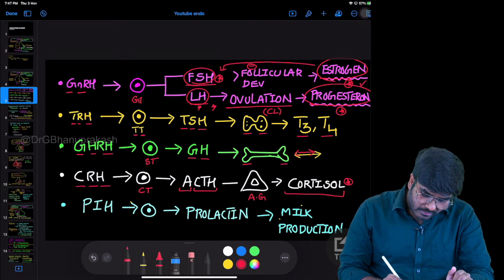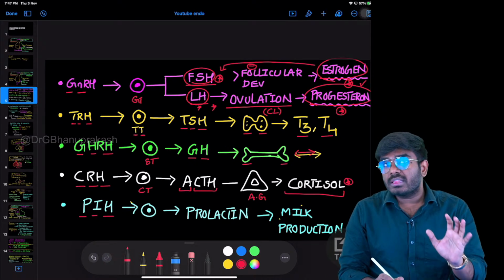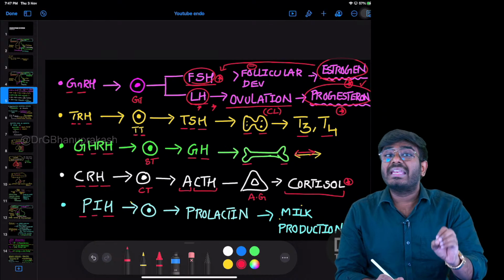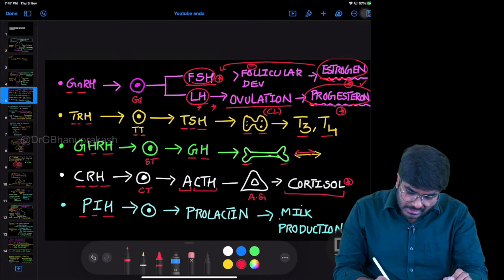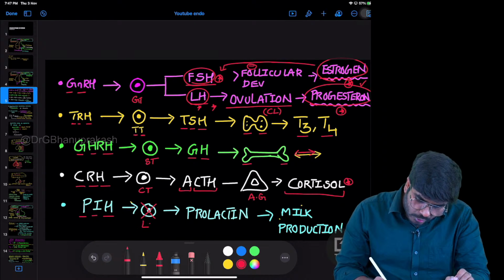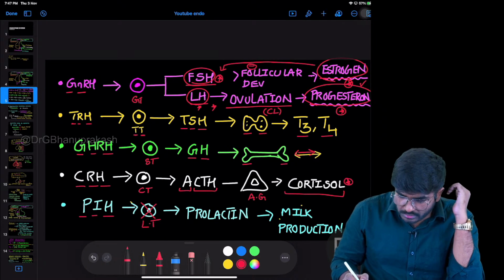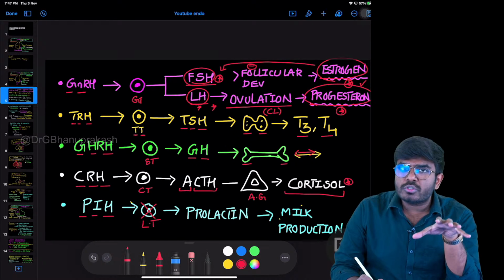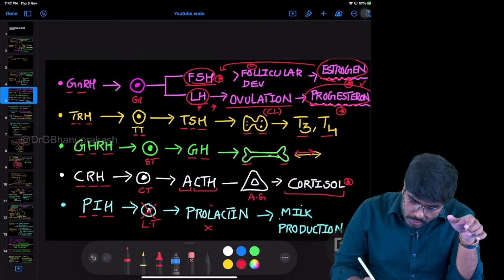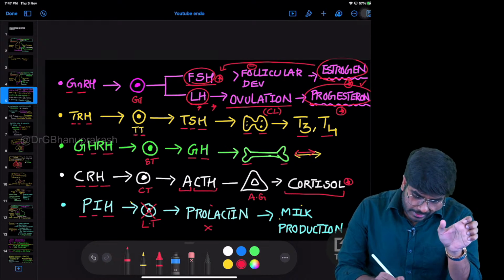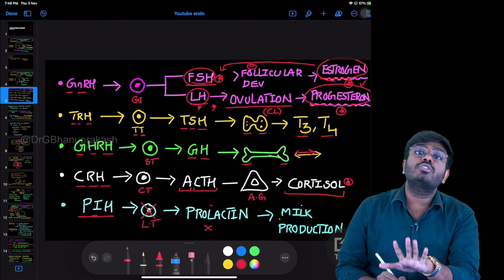Now the last one, prolactin inhibitory hormone, which is all the time coming from the hypothalamus, is an inhibitory signal. Inhibitory signal to which cells? Lactotropes. So the lactotropes are inhibited. Do you think they are going to produce prolactin? They won't produce prolactin. Until the time there is prolactin inhibitory hormone, there is no prolactin.